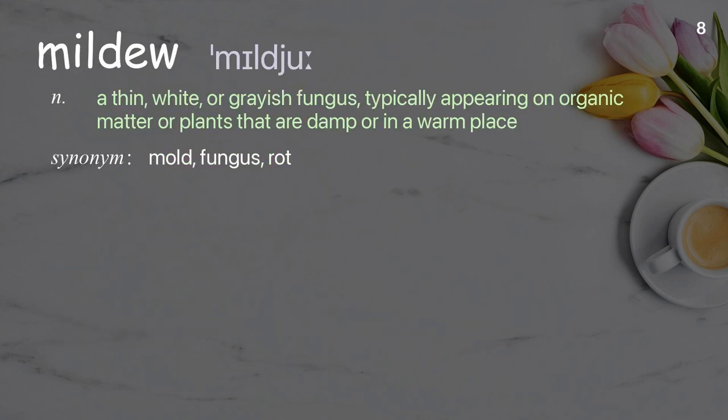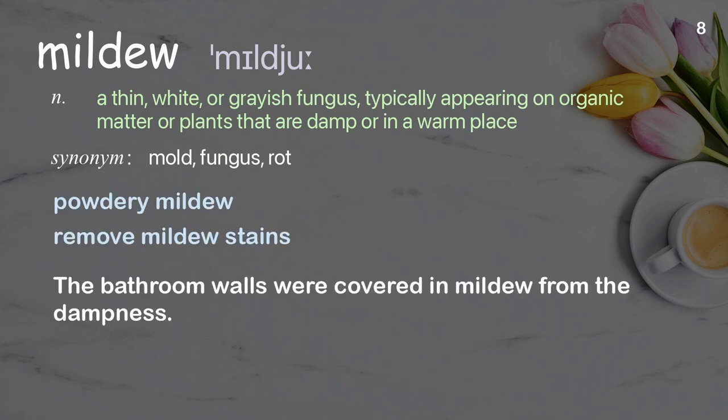Mildew. A thin, white, or grayish fungus, typically appearing on organic matter or plants that are damp or in a warm place. Examples. Powdery mildew. Remove mildew stains. The bathroom walls were covered in mildew from the dampness.